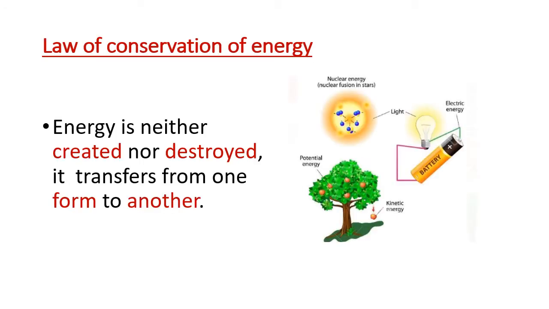If a system is able to do work, then this system possesses an energy. When work is done, energy is transferred from one form into another, or transferred from a body to another. So we should pay attention to the law of conservation of energy, which says that energy is neither created nor destroyed. It transfers from one form to another.